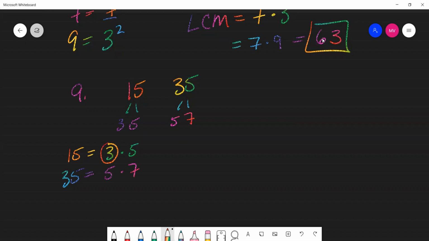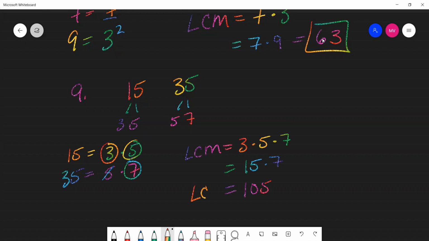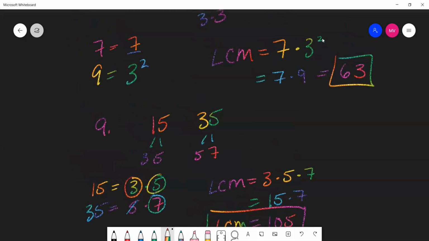So we have a 3, we have a 5, we have 5 in both, and then we have a 7. That 5 is already included in the other one. So when you're finding your least common multiple, it is 3 times 5 times 7, which is 15 times 7, which equals 105. That's your least common multiple, 105.